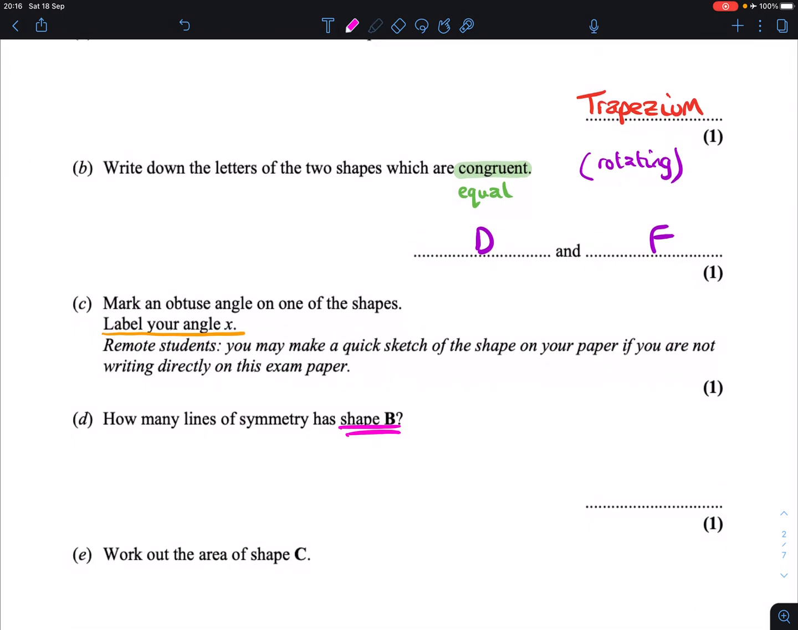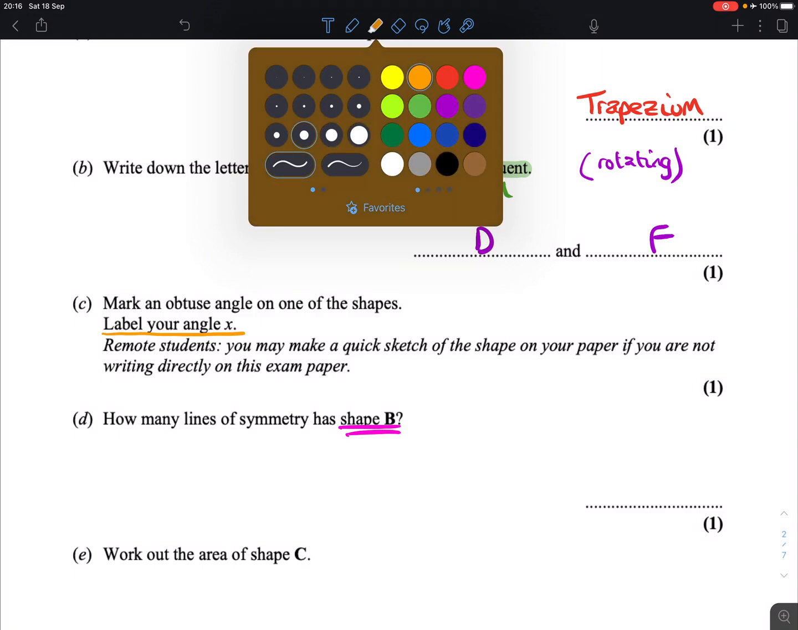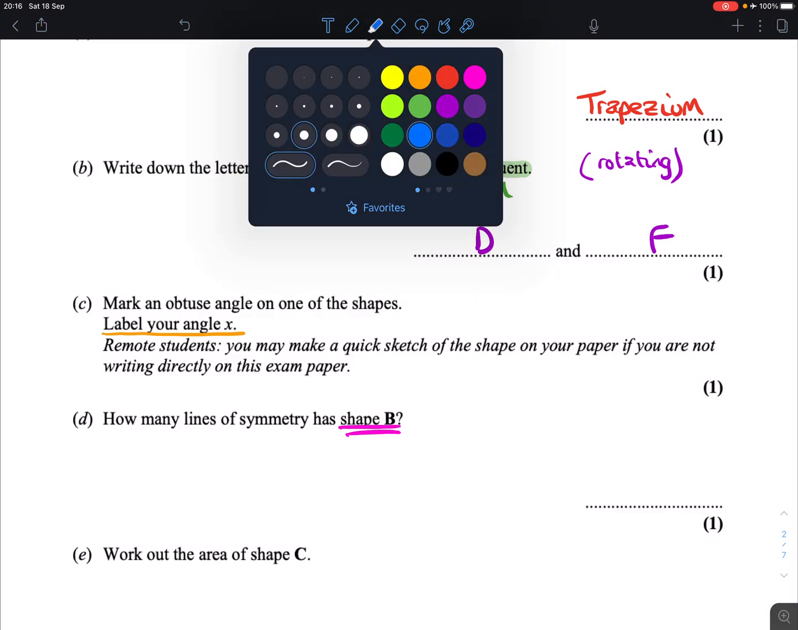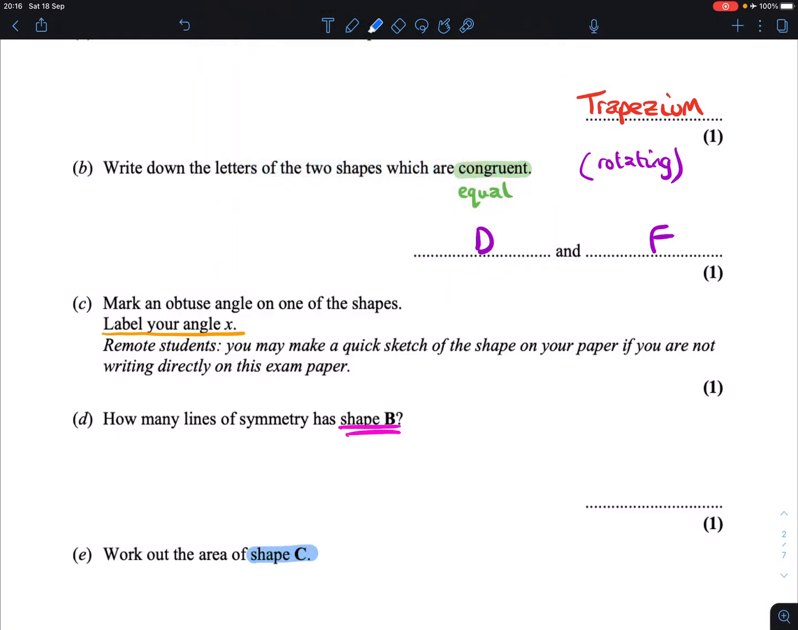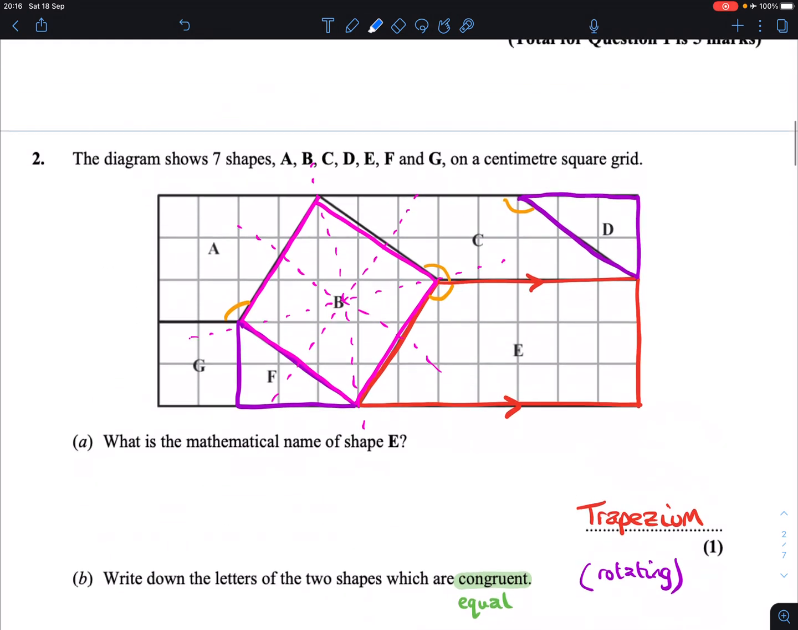Part E. Work out the area of shape C. Shape C. So area of shape C means that we care about the amount of space that's inside this shape here. There's more than one way of doing this.